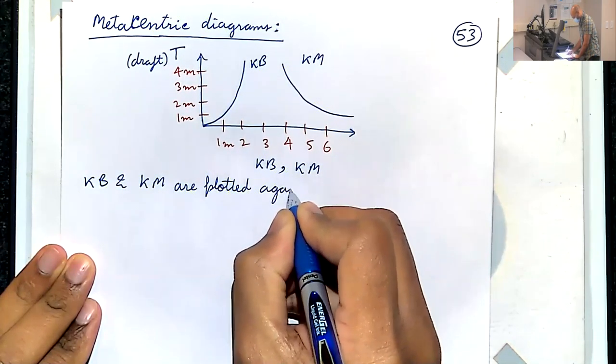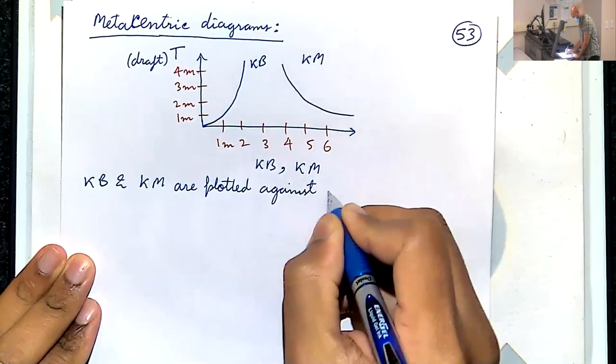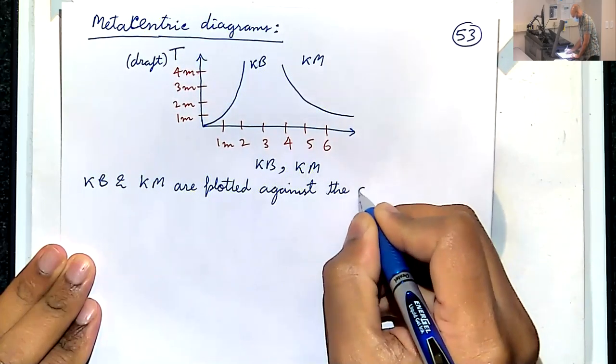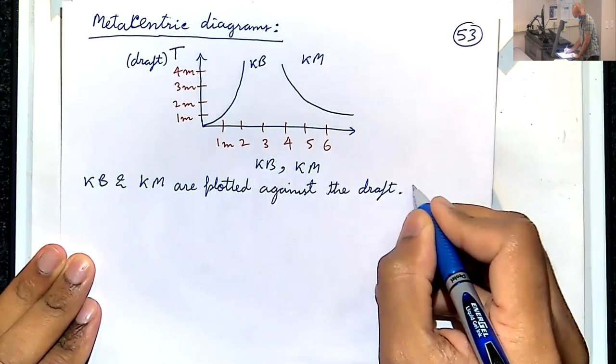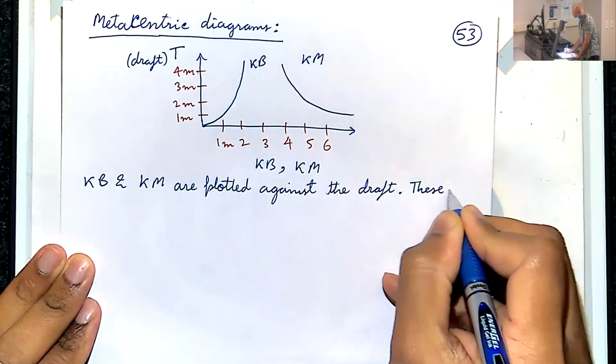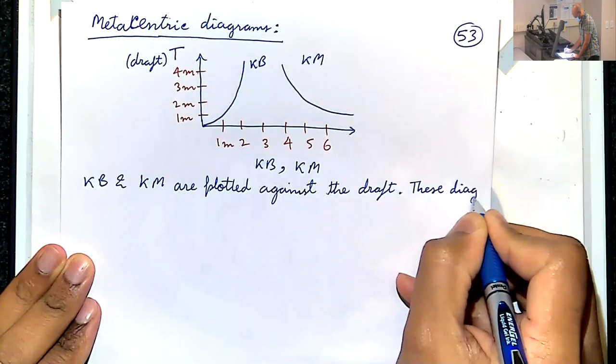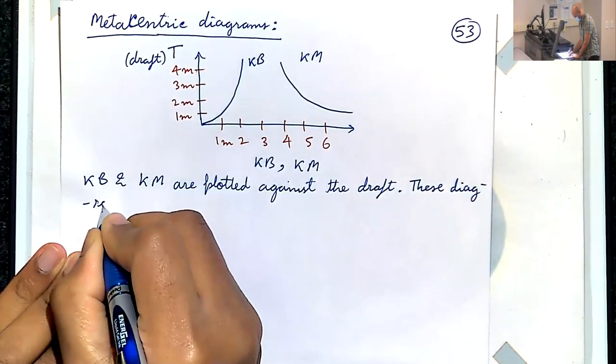KB and KM are plotted against the draft.